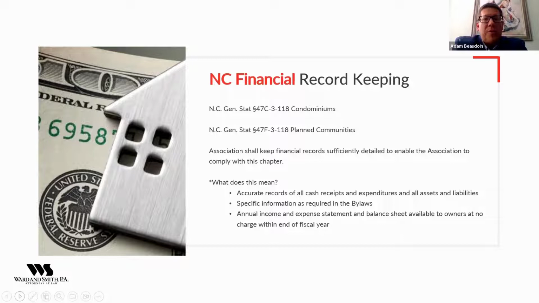Well, the financial records are exactly what the statute's going to tell you they are, which are your cash receipts, your expenditures, your assets and liabilities, balance sheets, and expense statements. Your members are entitled to see the balance sheet and income and expense statements within 75 days of the end of every calendar year. That doesn't mean you have to necessarily send them out, but you can either put a link on your website, or if someone asks for them, you have to let them know that they're available and they can inspect them. So let's go to the next slide here, Ben.